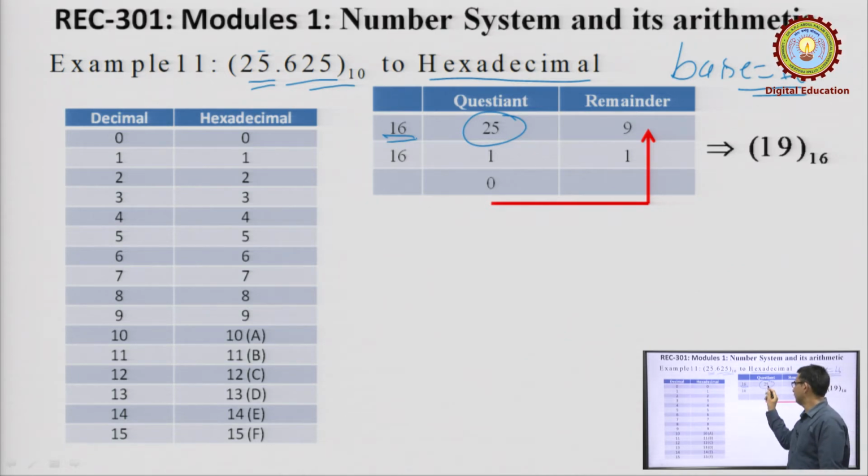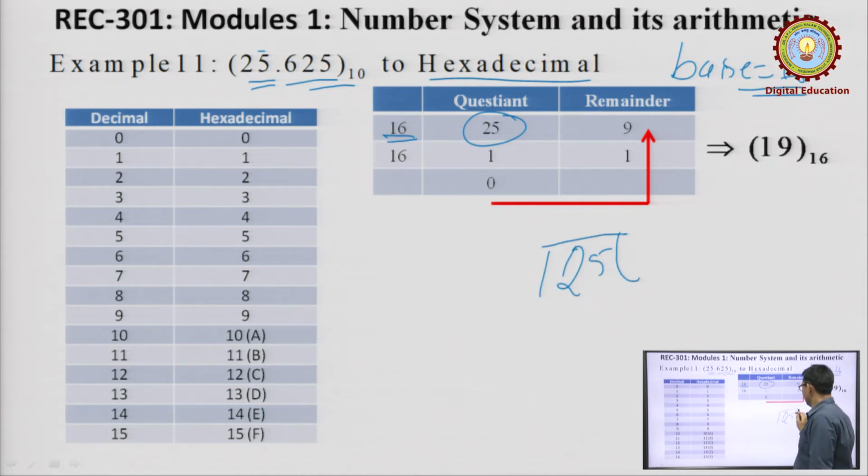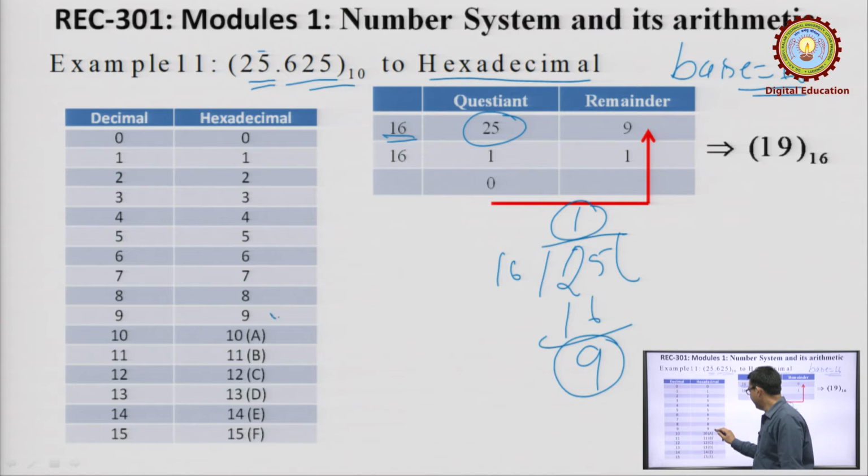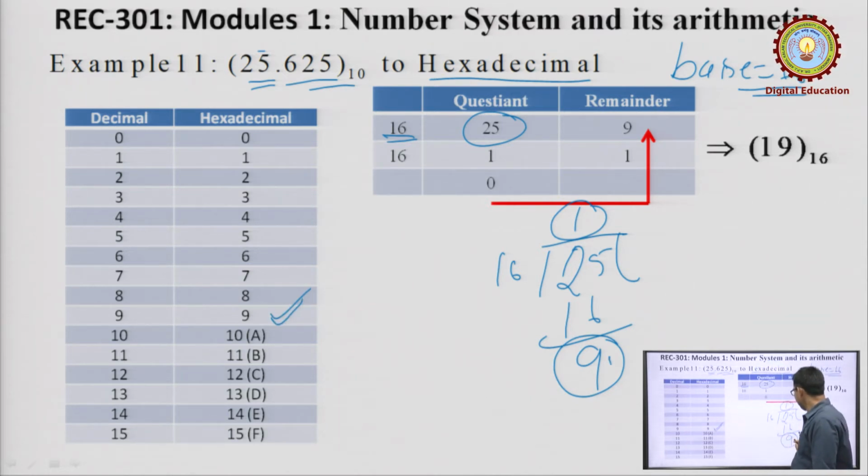If we divide 25 by 16, 16 ones are 16, and then 9 is left. So 1 is the quotient for the next iteration, while 9 is the remainder. Since 9 is a hexadecimal digit, it can be used directly. So the remainder is 9 for this iteration, while the quotient is 1.